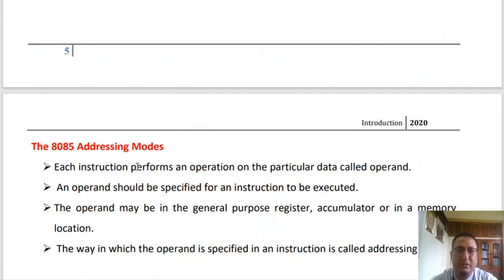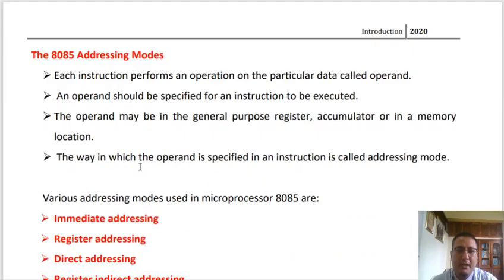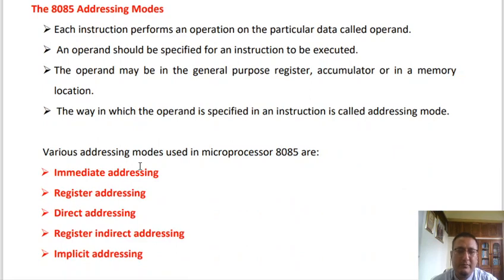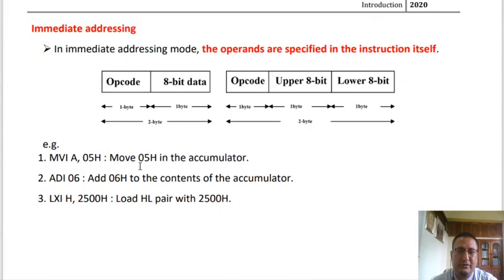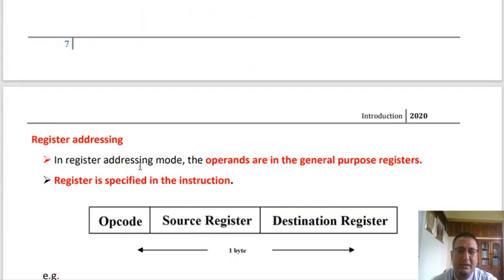We tried to understand what an addressing mode is. An addressing mode is the way of specifying the operand in the instruction. Then we went through the various addressing modes like immediate, register direct, register indirect, and implicit addressing mode. We went through the description of the individual addressing modes and tried to understand them with the help of examples, right?